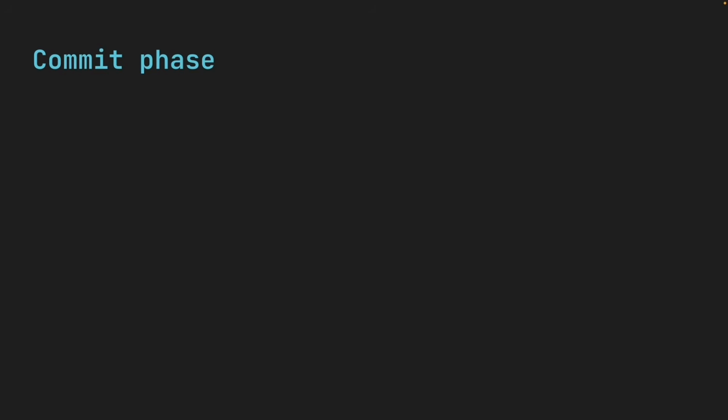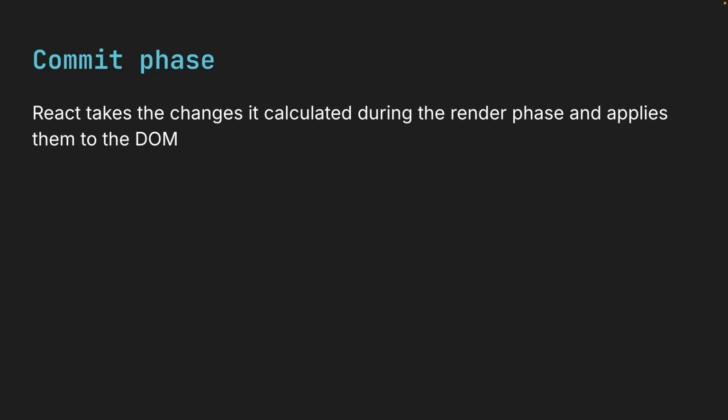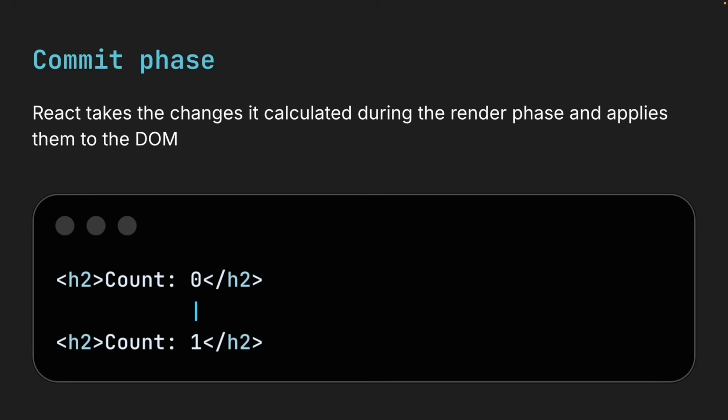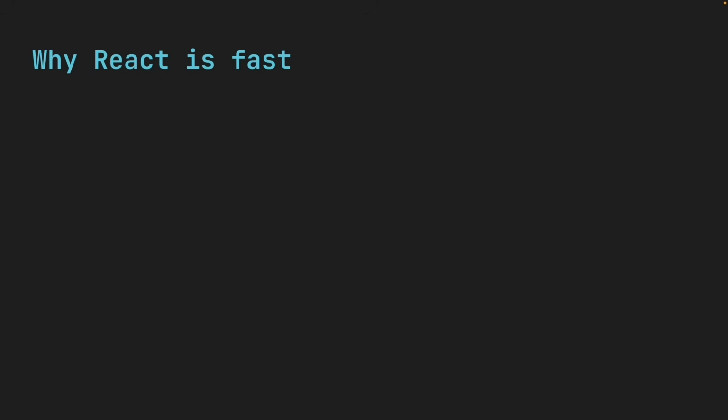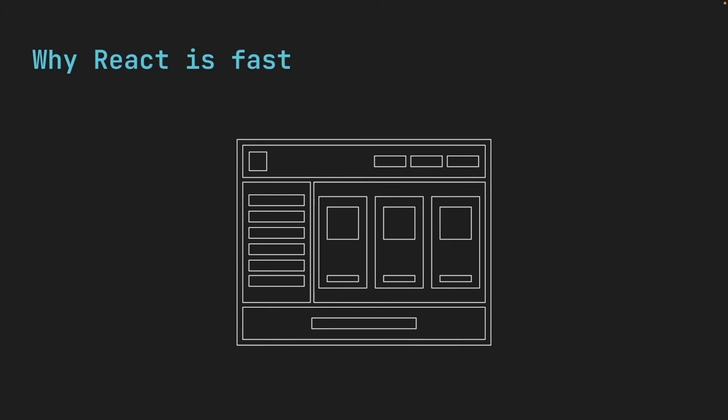In the commit phase, React takes the changes it calculated during the render phase and applies them to the DOM. If your h2 used to say count: 0 and now says count: 1, React updates just that text node. Everything else on the page stays exactly the same. This is why React is fast. Even though we run entire component functions, React updates the real DOM only where something actually changed.